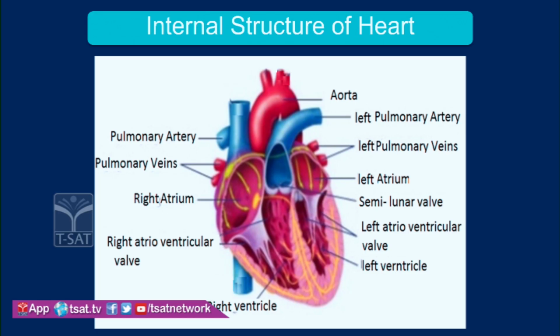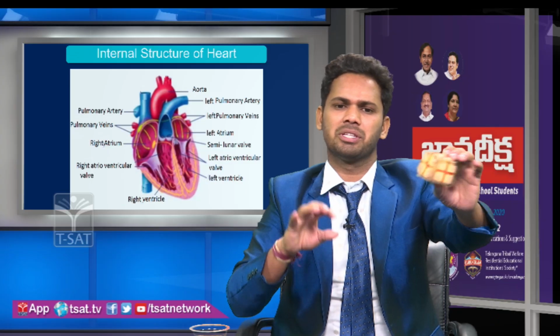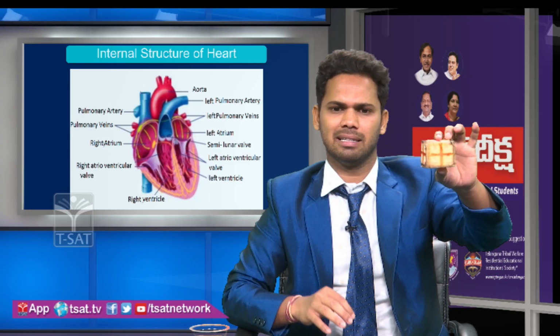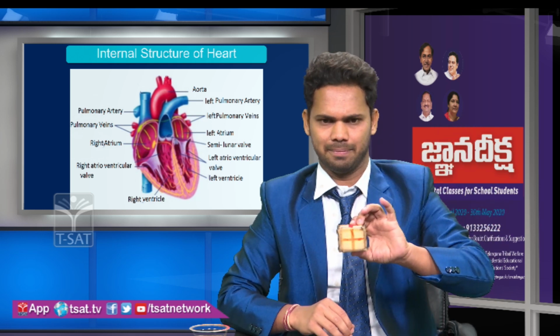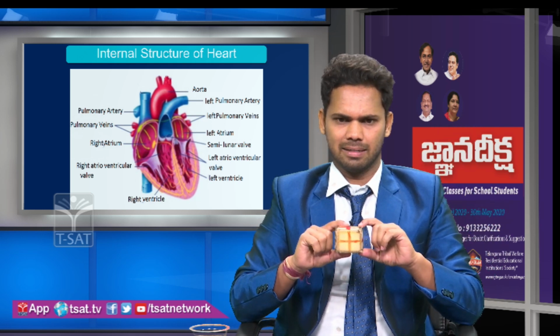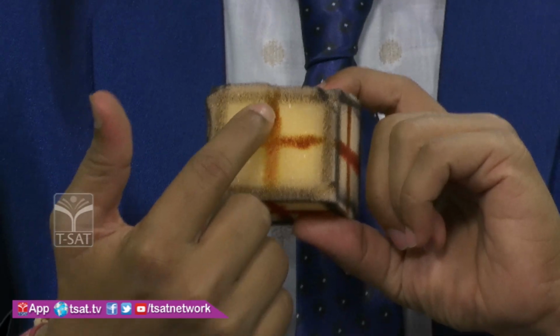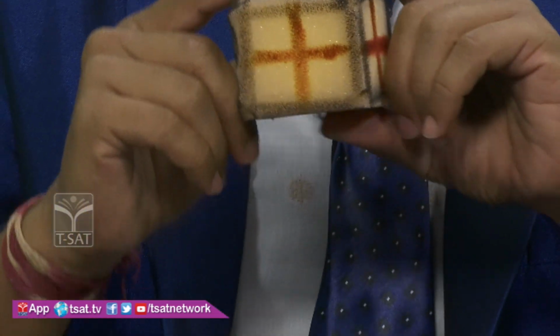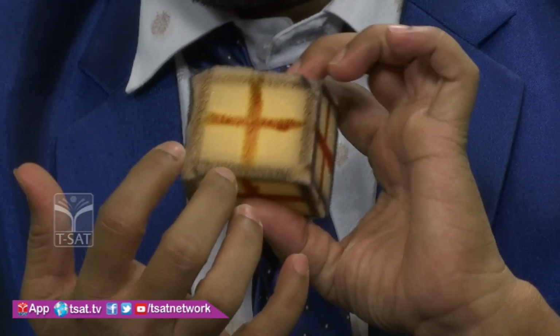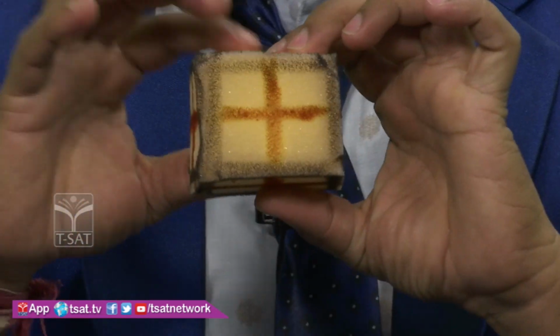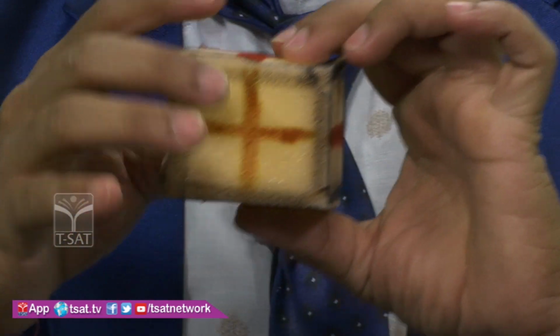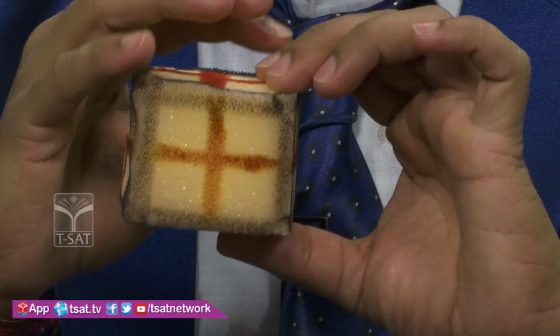Children, this is very simple. Just imagine this is a heart. You can see I marked with red lines the 4 chambers: 1, 2, 3, 4. Now I am dripping in a red color solution. Just feel that it is blood.